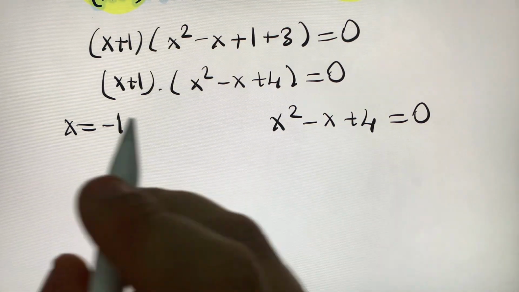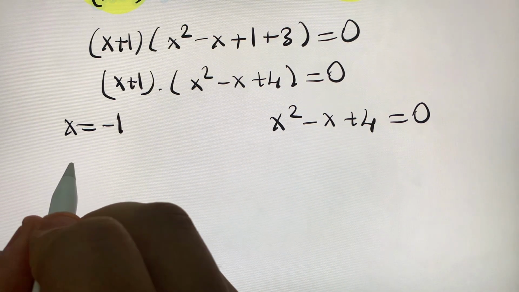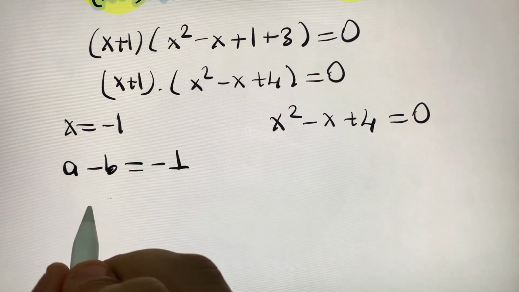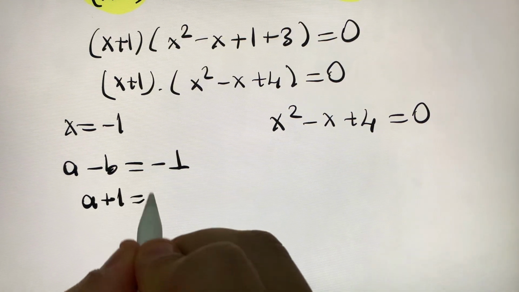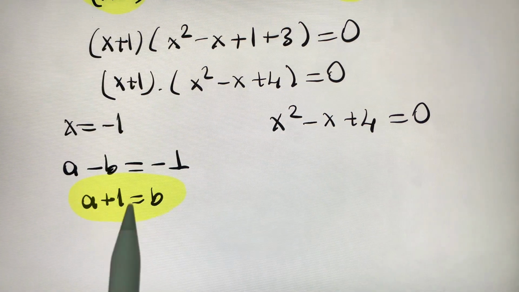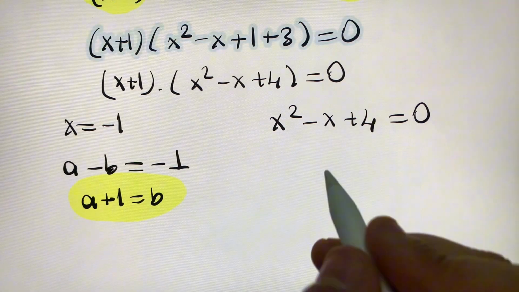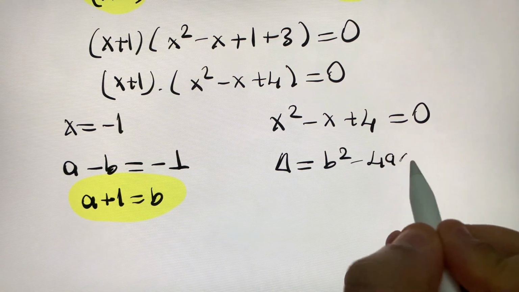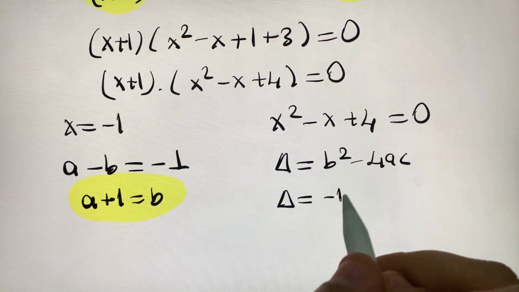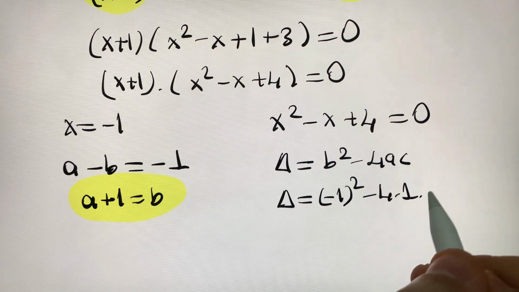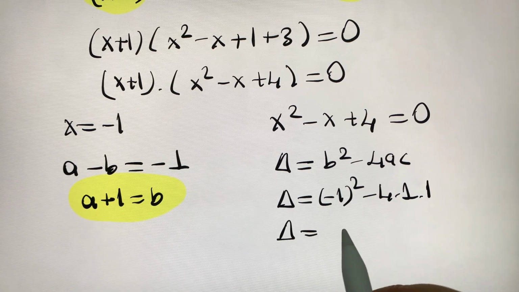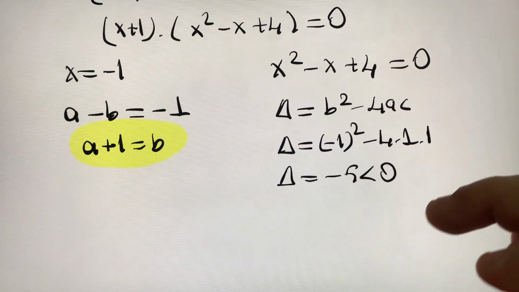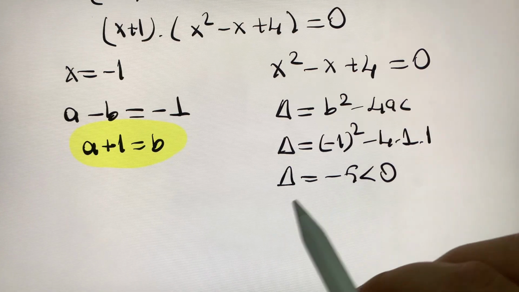Let's remember what this expression I called x was. The expression I called x was a minus b, friends. Then a minus b is equal to minus 1. Let's write this a little better: let a plus 1 equal b. Now looking at the expression here, the discriminant, b squared minus 4 times a times c. Then what will the delta of this be? Minus 1 squared minus 4 times 1. What happened to the delta? Minus 5, less than 0. But if you pay attention, the value we were looking for was greater than 0. So there is no solution here.